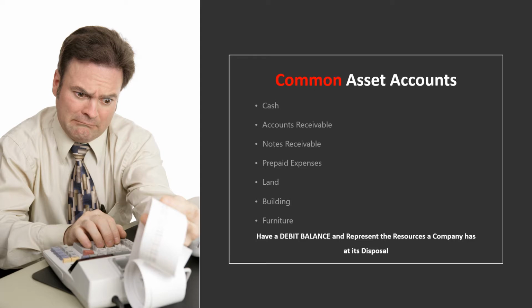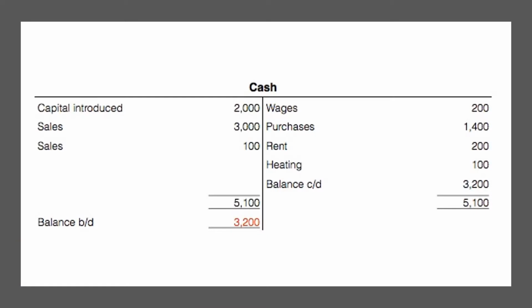Now, all these have a debit balance and represent the resources a company has at its disposal. Pretty cut and dry. Remember that when it's a debit balance, go back to that last slide. A equals L plus E, so assets. What kind of balance does that have? A debit balance. This is a great example of a T account for a cash, right? So it's an asset for us. Left side is what? Debit, and right side is credit.